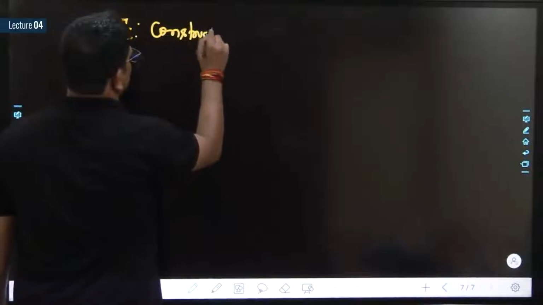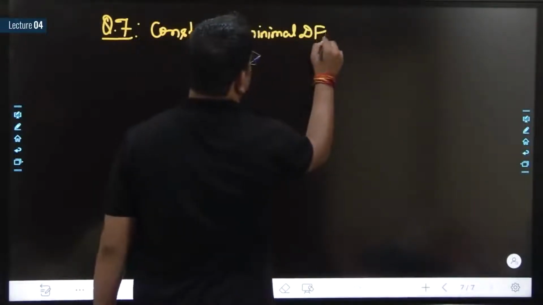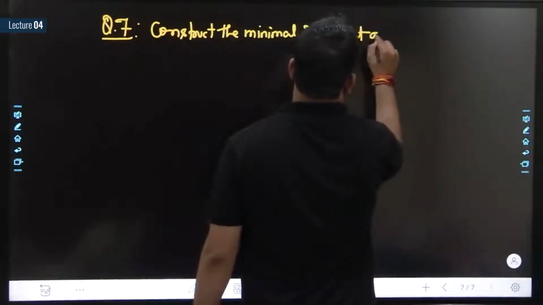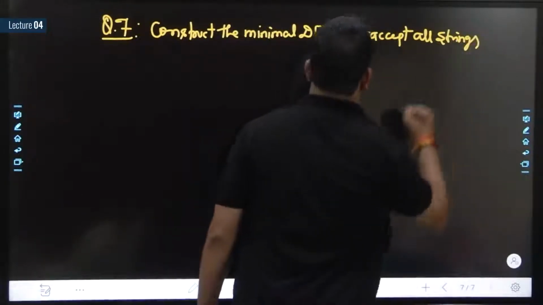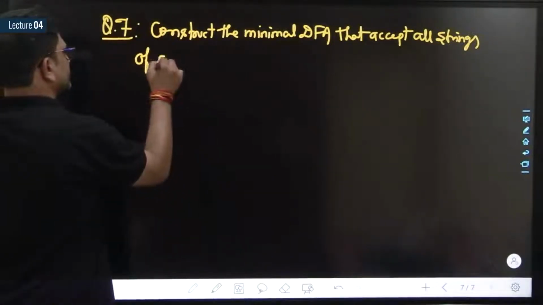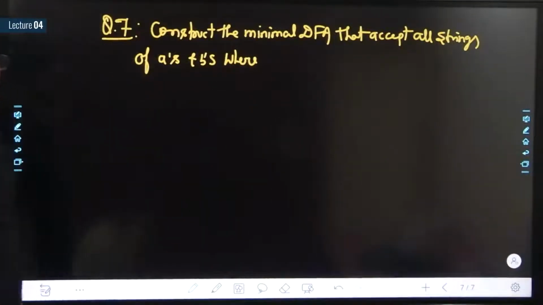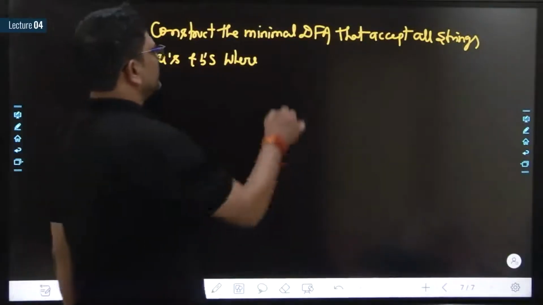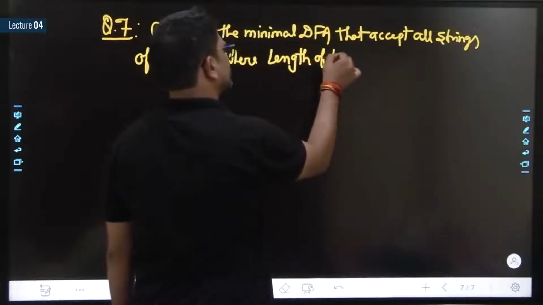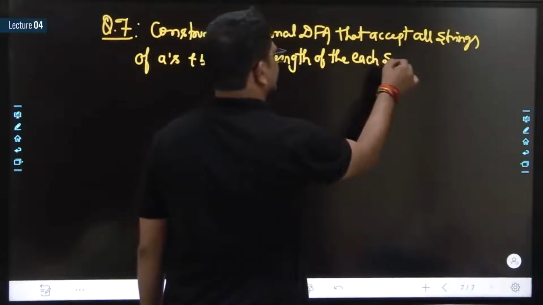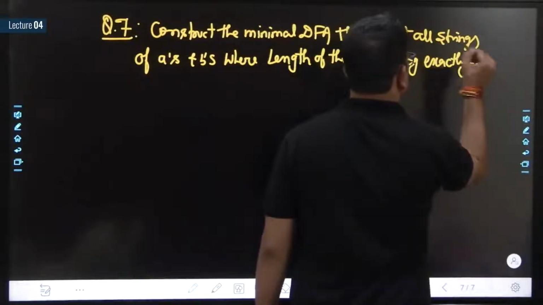Construct the minimal DFA that accepts all strings of A's and B's where the length of each string is exactly 2. Clear?